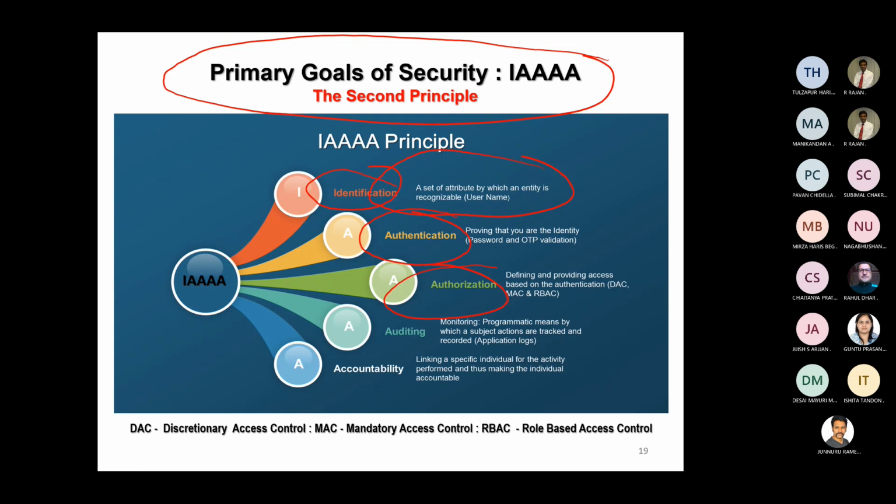Now you can provide the authorization by multiple means. There are three different means. One is called discretionary access control. Second is called mandatory access control. Third is called role-based access control. Now, discretionary access control was the older method where the application owner only will decide, or the data owner only will decide who should have what access.